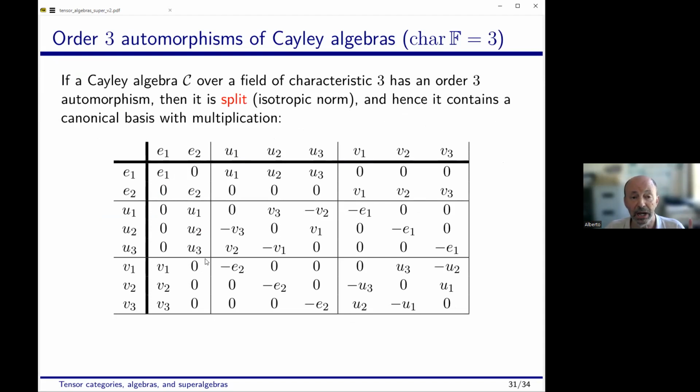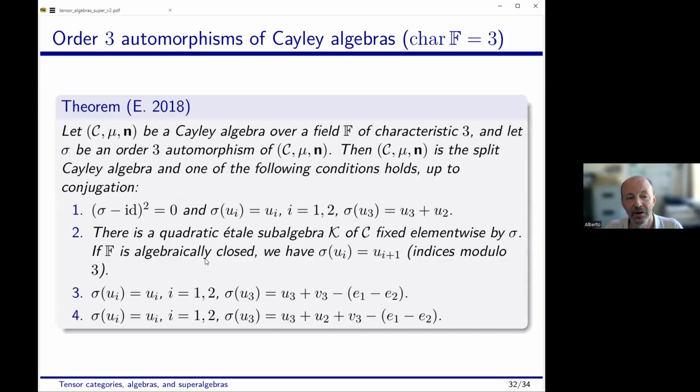algebras of dimension 8, the so-called Cayley algebras, have 4 different conjugacy classes of automorphisms of order 3. And these were classified recently because they were needed, these automorphisms, to define some idempotents in some other classes of algebras. So we knew all automorphisms of order 3 in these algebras, and these appear in just 4 flavors: 1, 2, 3, and 4. The definitions are technical, but they just appear in 4 flavors.